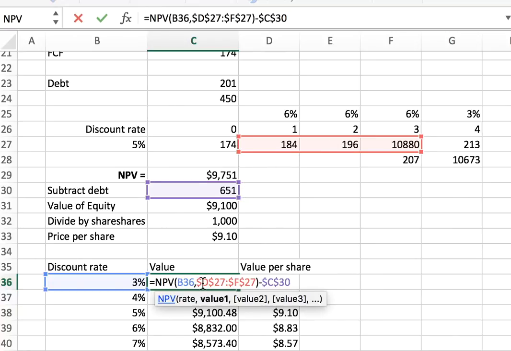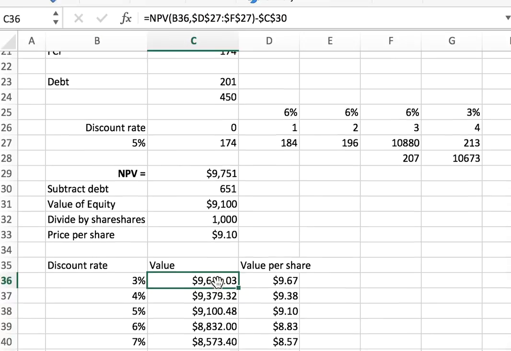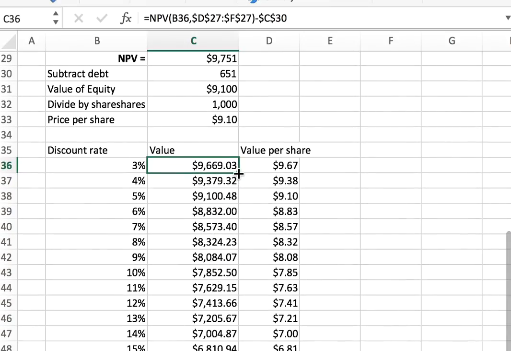So I've got the discount rate for the NPV, and then I subtract out the debt, and that will give me the value minus the debt. In this case, it was 9,100, but in the rest of them, it'll be different. So you can see that there's no dollar signs here under the discount rate, but there are dollar signs on everything else, so it won't change. Once you do it once, you can just drag it. So that'll work, and that's easy.